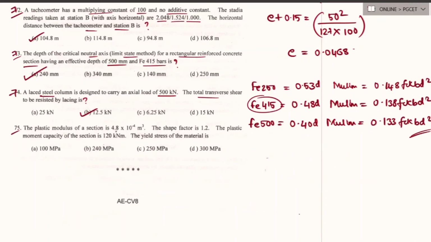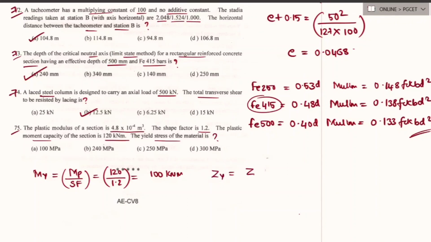Question number 75. The plastic modulus of a section is 4.8 × 10^-4 meter cube. The shape factor is 1.2. The plastic moment capacity of the section is 120 kN meter. The yield stress of the material is. So we have to find the yield stress of the material. We know that yield moment is given by the plastic moment divided by shape factor. Plastic moment is 120 kN meter divided by shape factor 1.2. Therefore, the yield moment will be 100 kN meter.